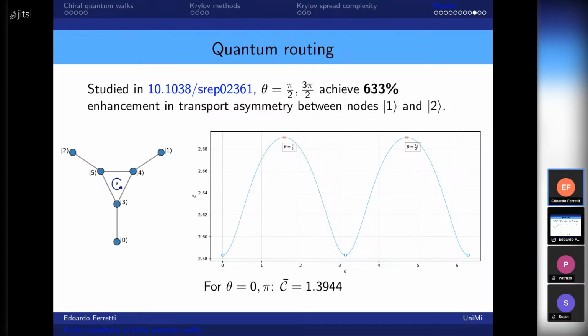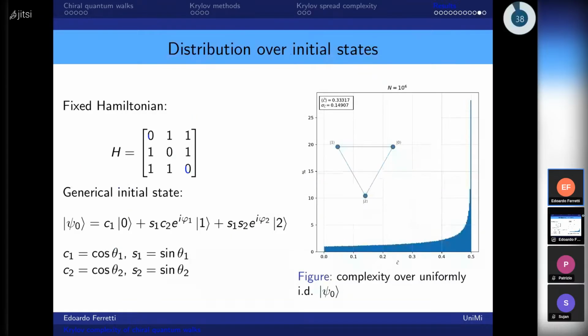Okay. And tangentially, this is not strictly related to introducing phases in the Hamiltonian. We wanted to know, as one of the questions is, what is complexity actually telling us? What is it a figure of merit for?